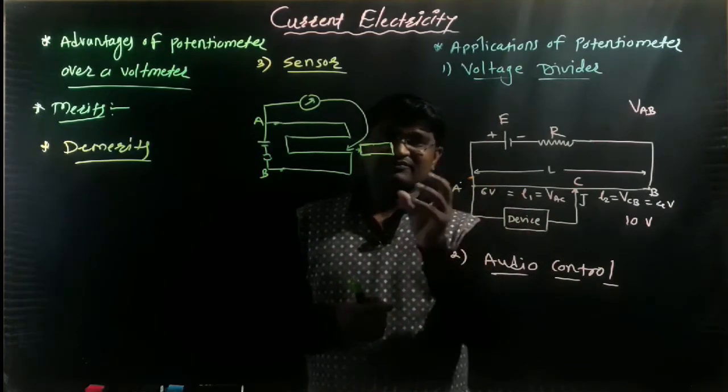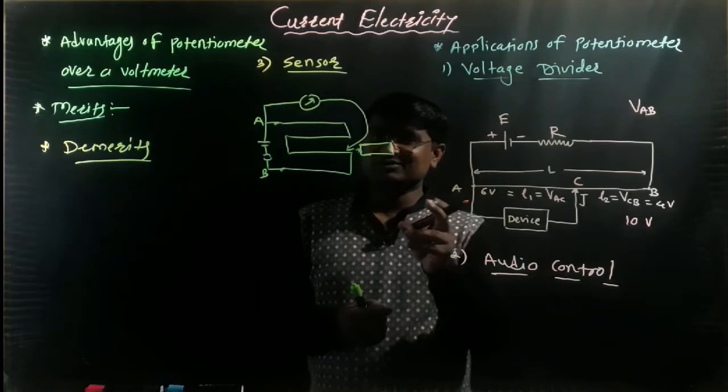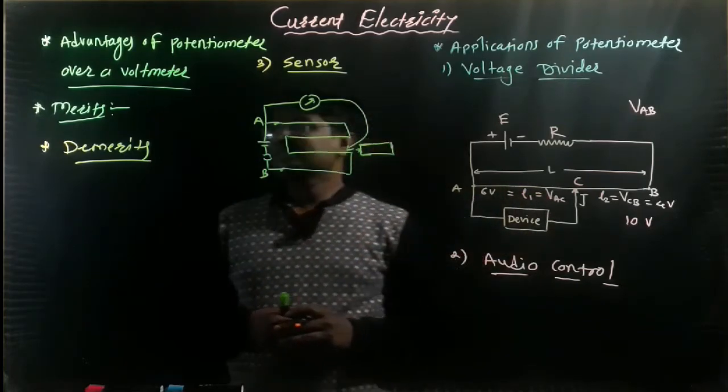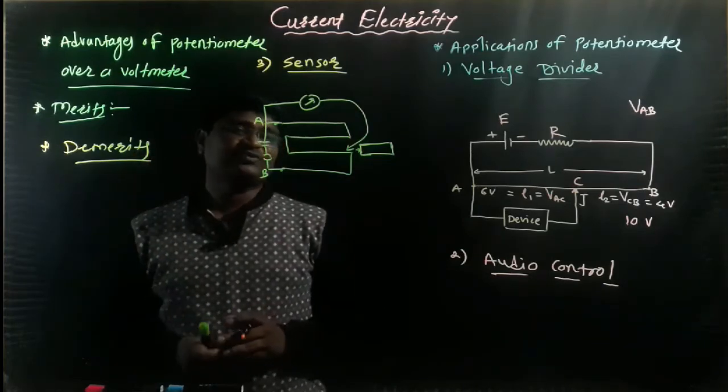It means that it is not a very small device. But a voltmeter is also portable. So this is the only demerit of the potentiometer. I think you now get the total idea about the potentiometer.